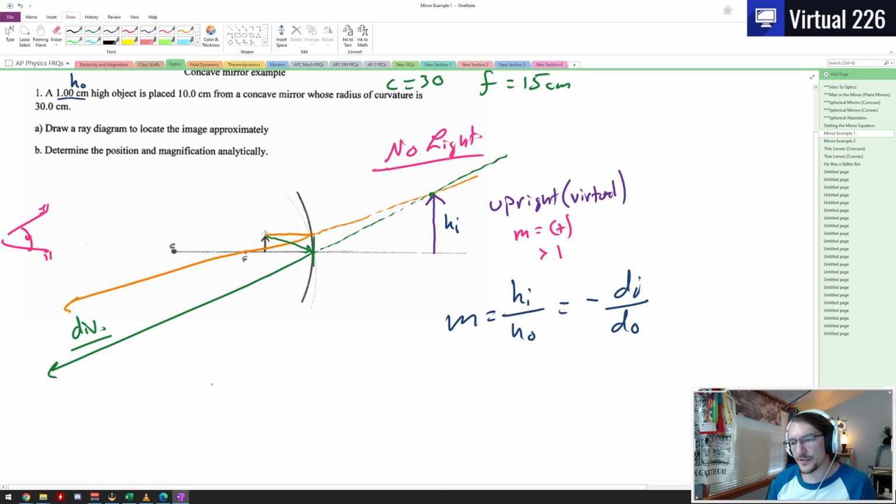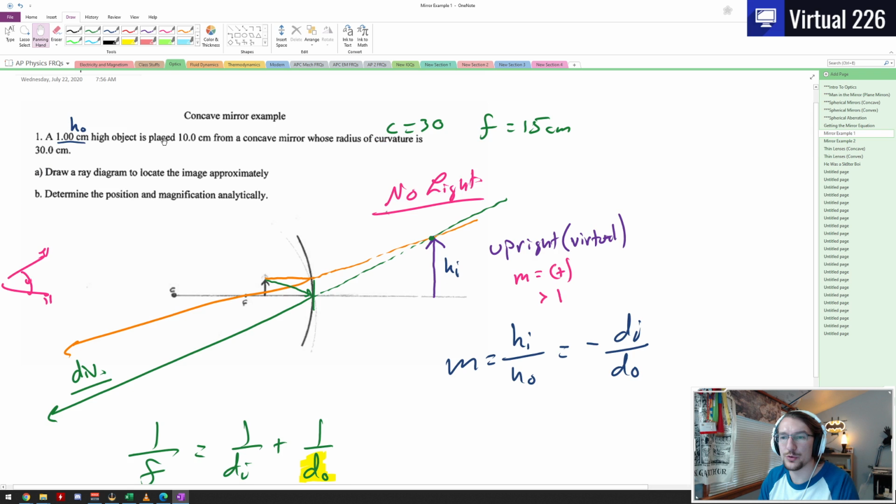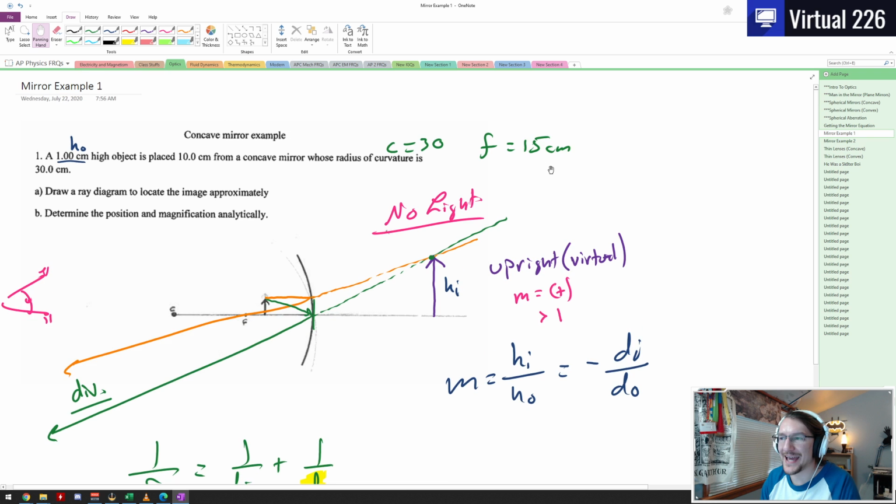So to find the image distance, we can use our lens equation, or our mirror equation, however you want to call it. 1 over f equals 1 over di, what we're looking for, plus 1 over do. And we know do in this case. do is going to be equal to 10 centimeters. So let's just call this 0.1, right? And we know f. We know f is half the center of curvature, which is 0.15 or 15 centimeters.